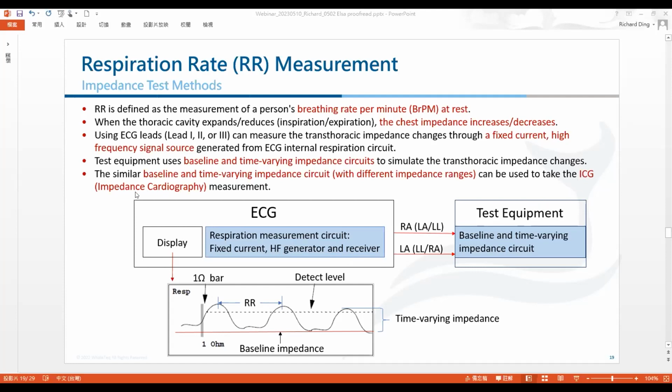Another one is the ICG. ICG means impedance cardiography. It's another application, not for respiration, it's for cardiography. The ICG uses the same idea of changing the impedance to measure the cardiac signal. But the impedance is in a different range compared with the respiration rate. So if the baseline and the time varying impedance circuit can change the range, then we can do the ICG measurement.